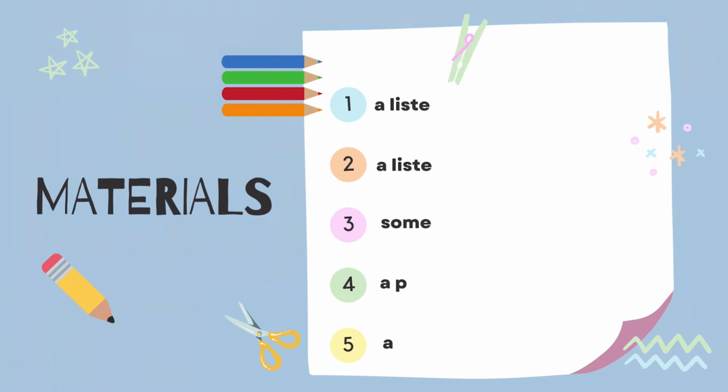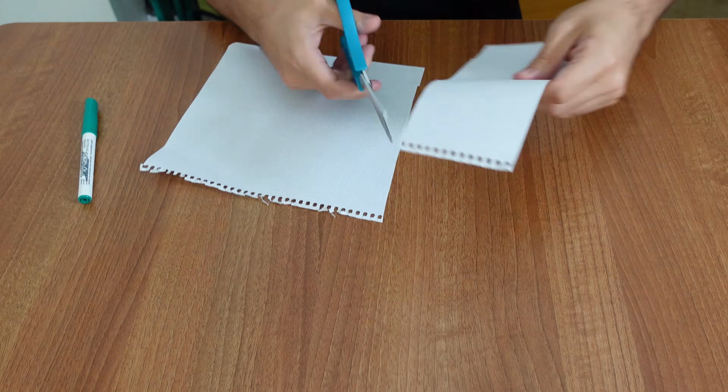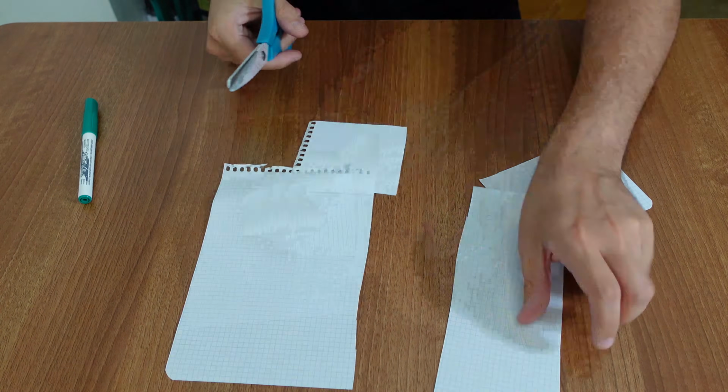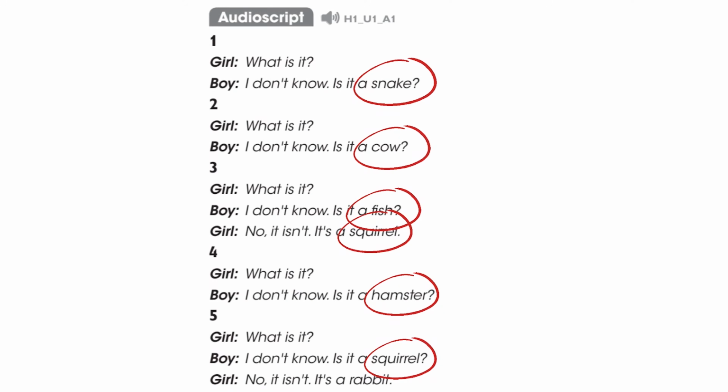To prepare for this activity, you're going to need to look at the tape script for any listening activity that you've got planned for your class, and cut up some small pieces of blank paper. Each student is going to have 10 pieces of blank paper, and you're going to dictate 10 words to your students. Now, 6 of these words are going to be in the listening activity, and 4 are not.